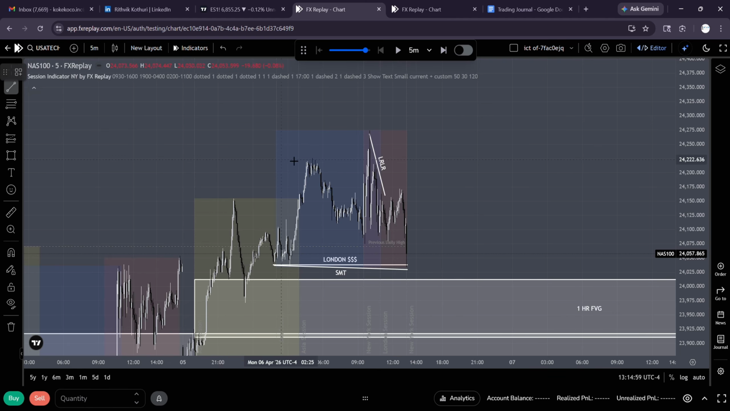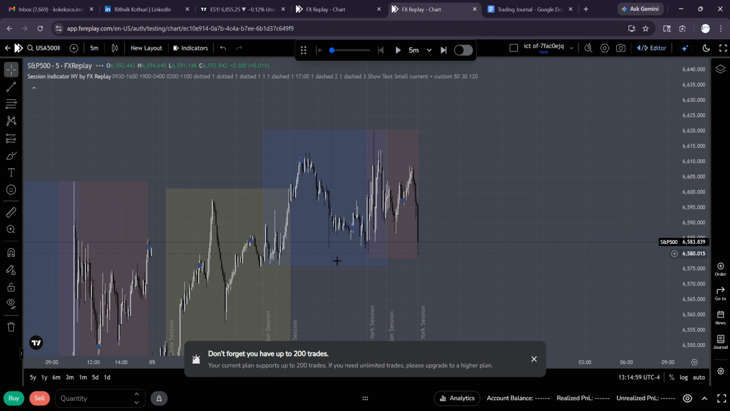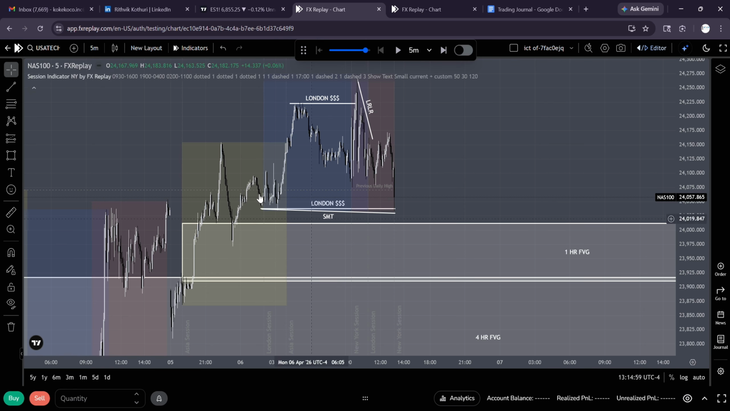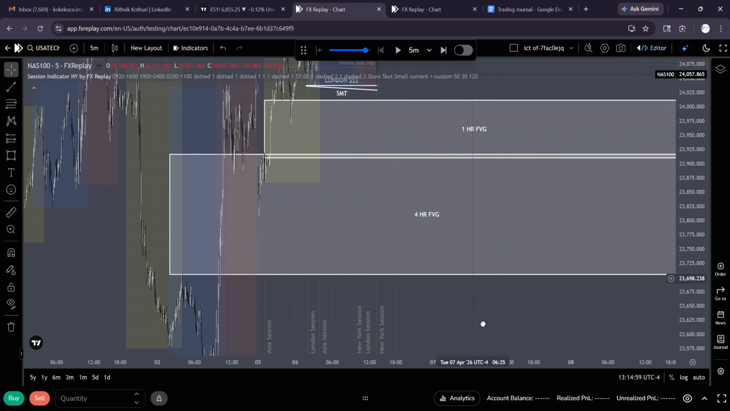We manipulated this London high, and we created low resistance liquidity. That literally means we created more targets for us to expand to, and we create an SMT divergence with ES. There's the lowest here that we tapped into, and I was truly just bearish on the day.